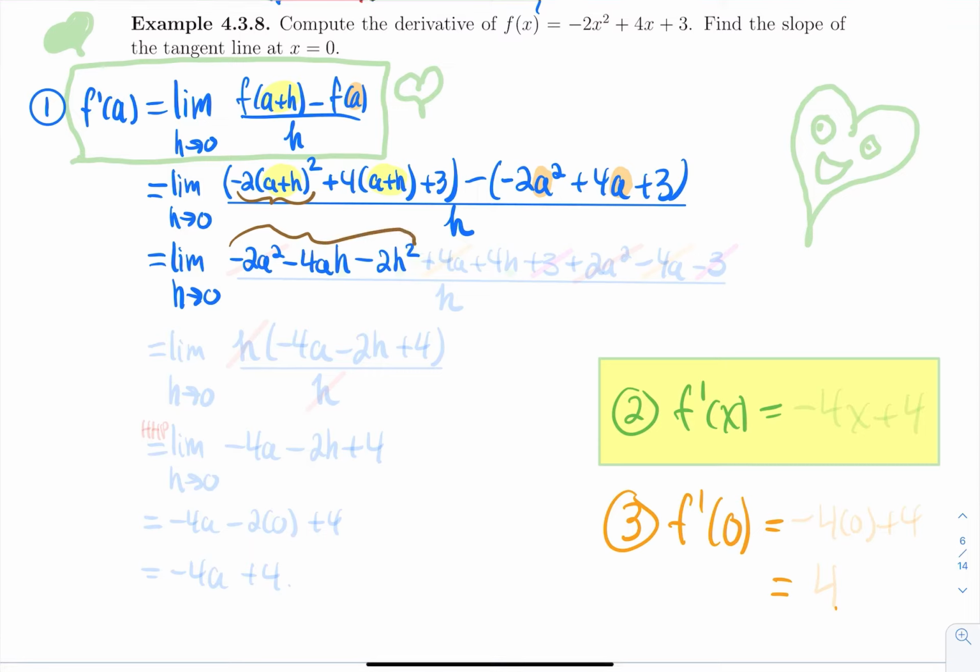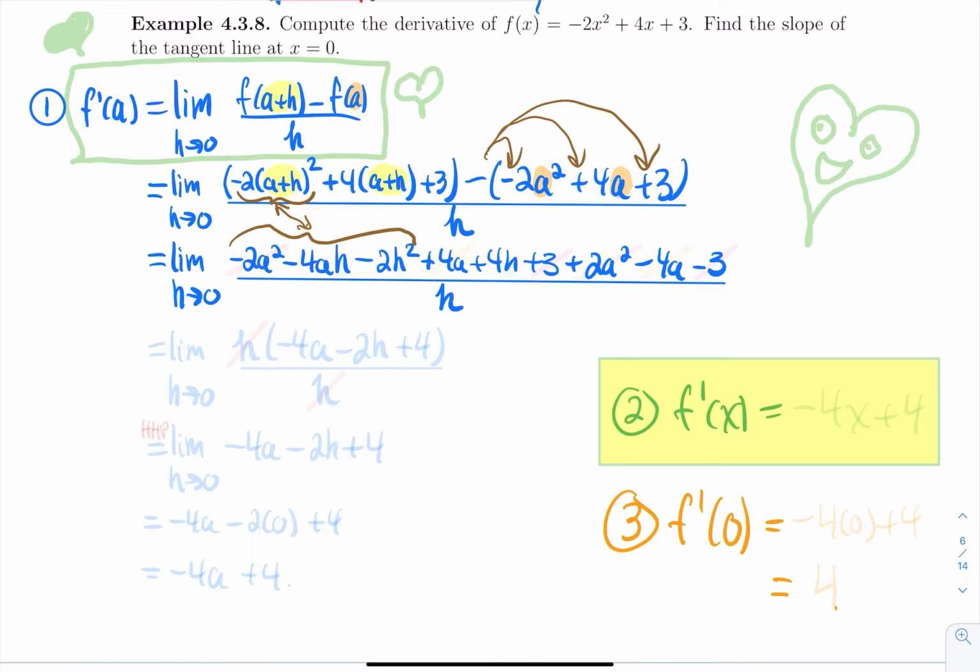Now let's multiply by 4. So you get 4a plus 4h plus 3 alone. And then the only thing you have to do with the second bracket is just multiply everything inside by minus 1. So you get plus 2a squared minus 4a minus 3. And all that is over h.